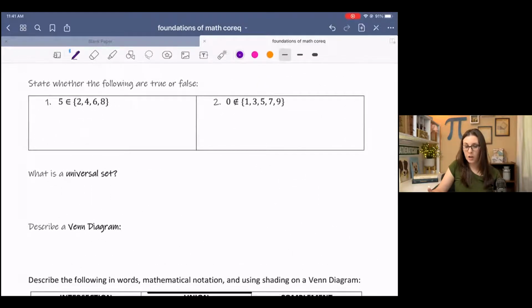State whether the following are true or false. In number 1, it says 5 is an element of {2, 4, 6, 8}. Does 5 live in the set? No. So this is false. On number 2, it says 0 is not an element of {1, 3, 5, 7, 9}. Does 0 live in the set? No. So for it to say it is not an element, that's true. And that's all you have to do for element and not an element.